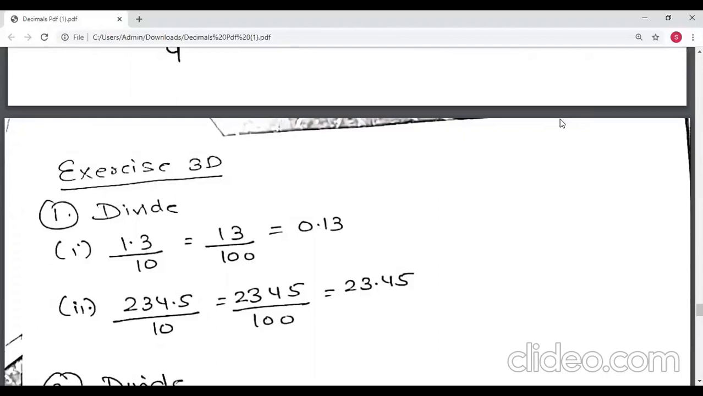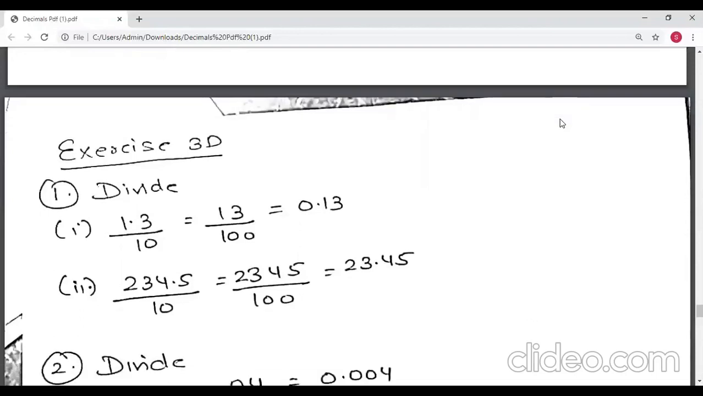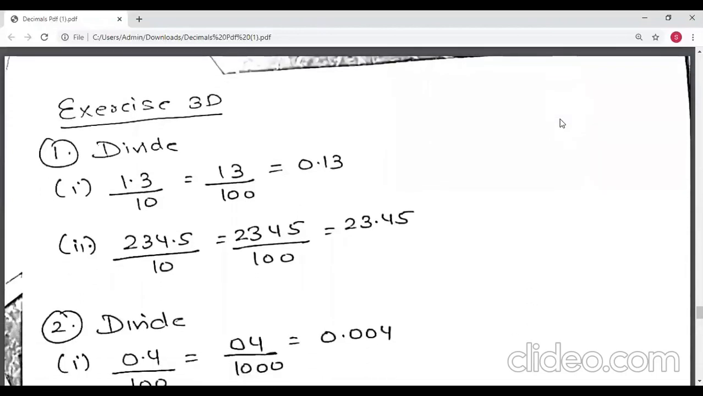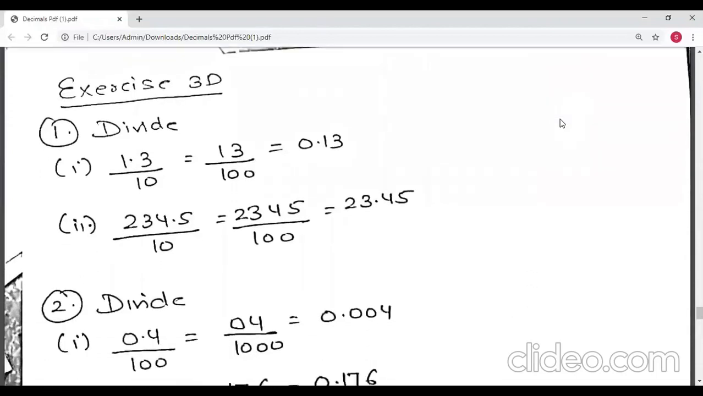Second part is 234.5 by 10. Remove the decimal from 234.5 and put one more 0 in the denominator. Your number will be 2345 upon 100. And then when you just write down this number in the decimal form, you will get the answer as 23.45.